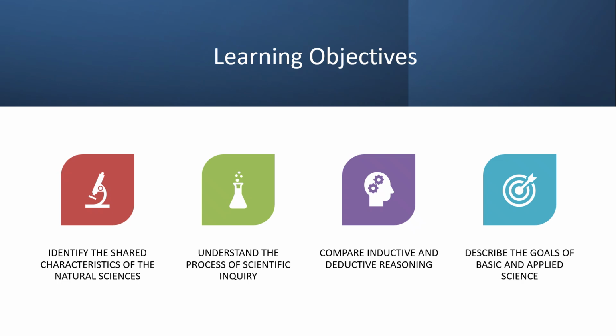By the end of this section, you'll be able to describe what makes a science a natural science, walk through the steps of scientific inquiry, explain the difference between inductive and deductive reasoning, and understand how basic and applied science complement each other. These tools help us understand the biological world, and they show up throughout the course.